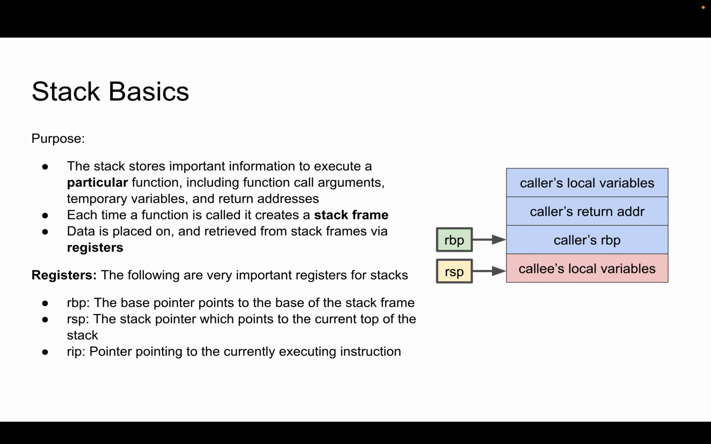frames via registers. So on the right, we have a caller who has saved their return address as well as their saved base pointer onto the callee's stack frame, where the callee will then allocate its own local variables to some given stack memory that's past the caller's saved RBP.